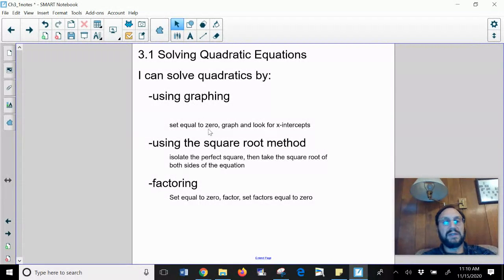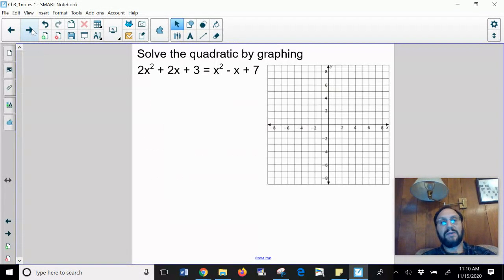We're going to set the equation equal to 0, graph, and look for the x-intercepts. I'll give you an example, and then I'll have you try one. So for instance, here's my example: solve the quadratic by graphing. Here we go. The first thing I would do is to set this equal to 0 by subtracting x squared from both sides, adding x to both sides, and subtracting 7 from both sides.